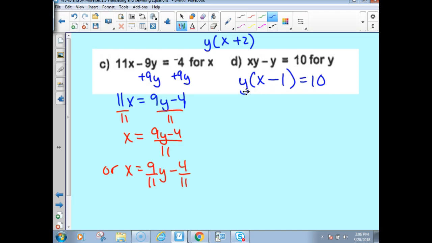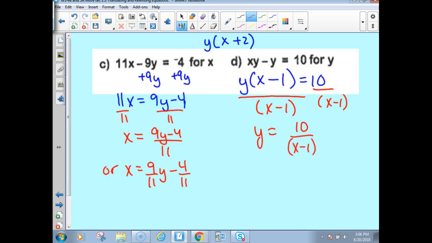Okay, now, we need to get y alone. This is now a product. Anytime you have a product, you can divide by the piece you don't want. So this is what we're doing. We're dividing by x minus 1. So y equals 10 over x minus 1. And you can write it like that, or you can keep the parentheses around it. It's up to you. Not that bad, right?